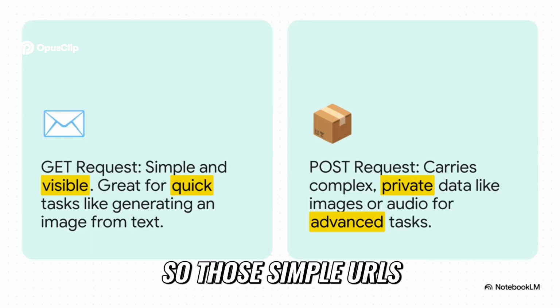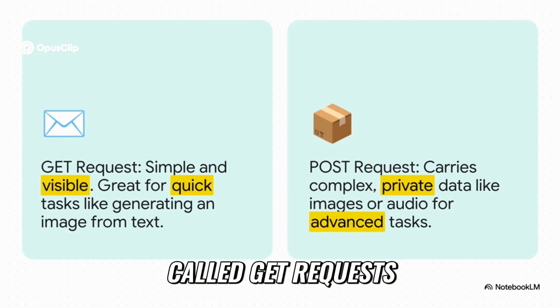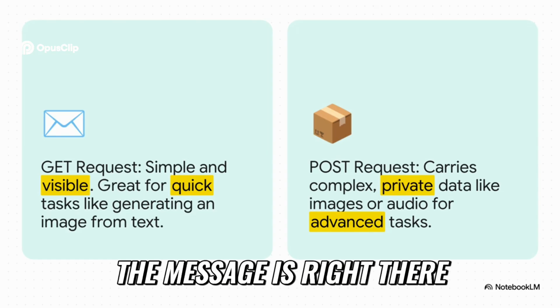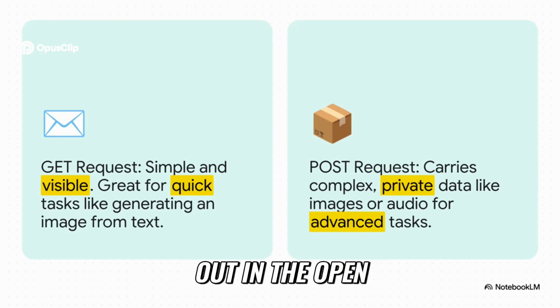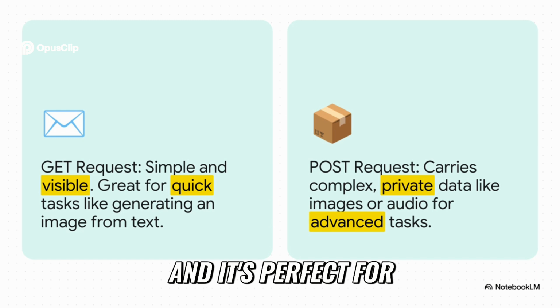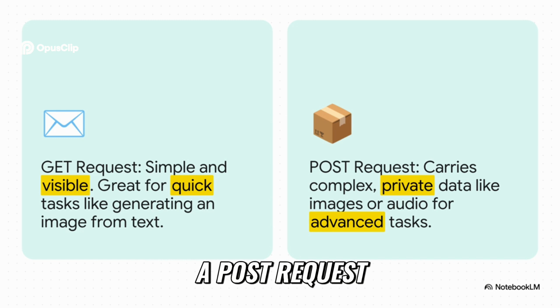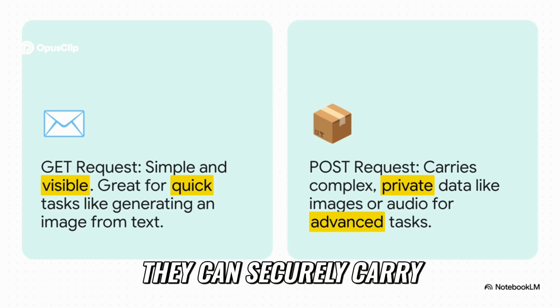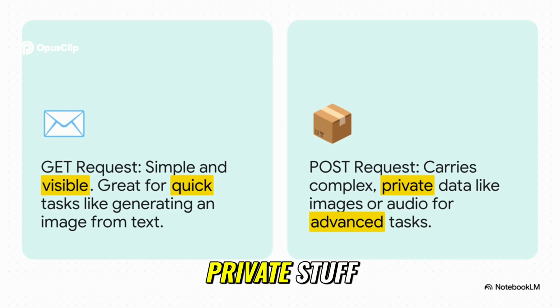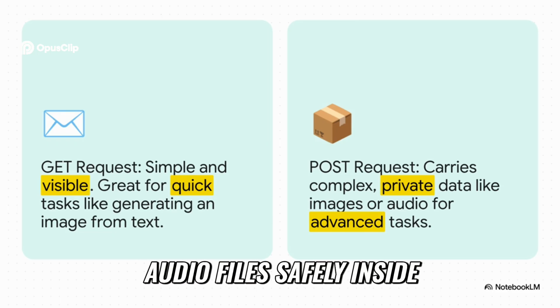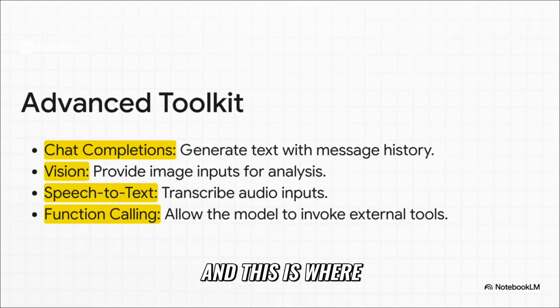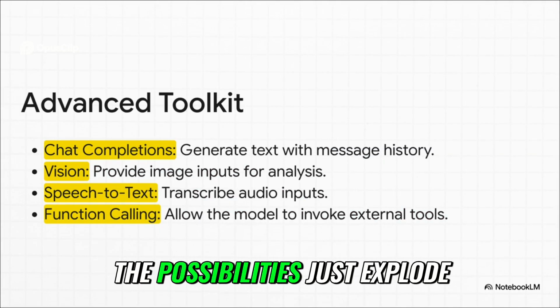So those simple URLs we've been using are called GET requests. Think of them like a postcard. The message is right there, out in the open, visible to everyone, and it's perfect for simple info. For the more advanced jobs, though, we use something called a POST request. These are more like a sealed envelope. They can securely carry much more complex and private stuff, like entire images or audio files, safely inside. And this is where the possibilities just explode.